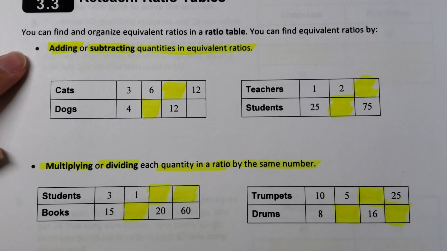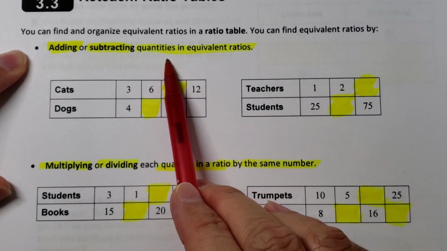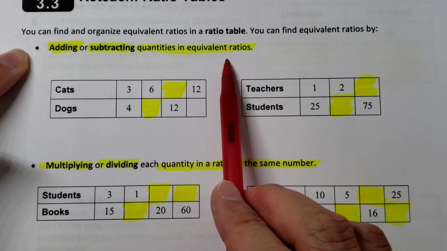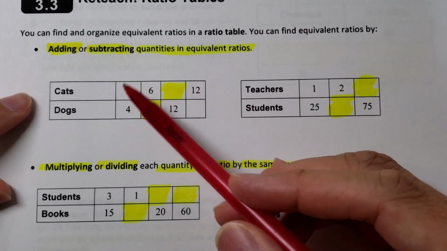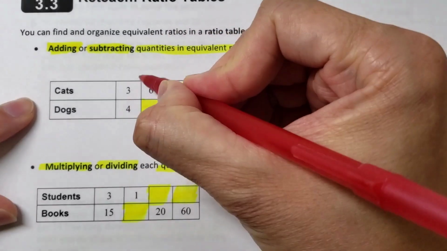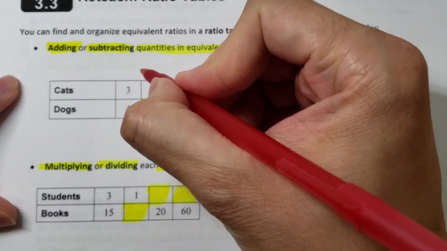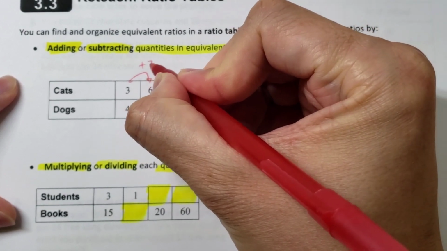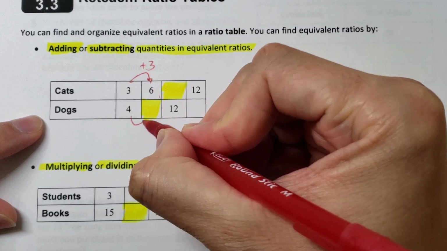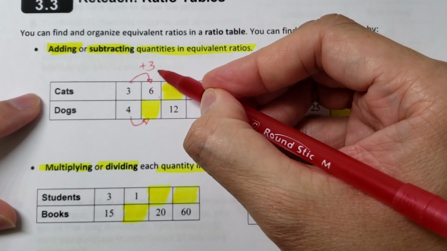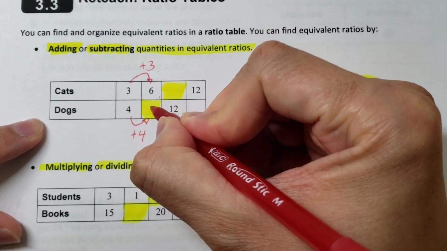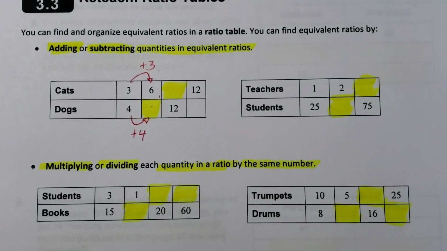It says that we're going to add or subtract quantities in an equivalent ratio, meaning you add or subtract the same ratio value, okay? For example, the ratio of cats to dogs is 3 to 4. So looking at our data, the 3 becomes a 6. So what did we do? We're adding 3. So for every 3 cats, there's always 4 dogs. So if we add another 3 cats, that means we always need to add 4 more dogs, and that becomes exactly 8.